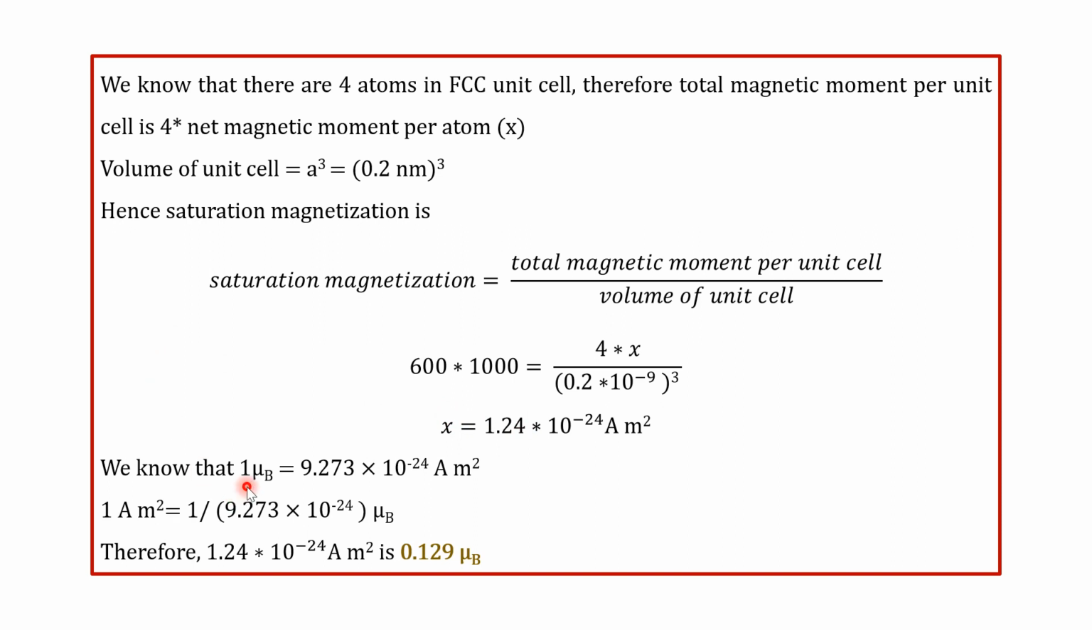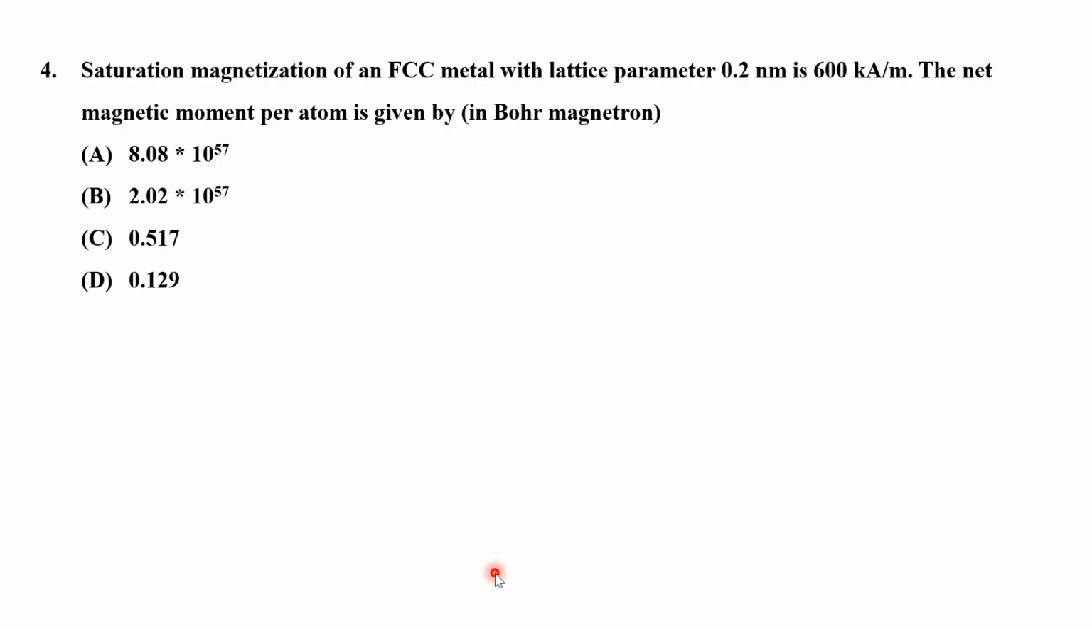So the value of one Bohr magneton you need to know. Sometimes it will be given in the question, but other times you'll have to memorize this. One Bohr magneton is equal to 9.273 × 10^-24 ampere meter square. Therefore 1 ampere meter square is equal to 1 by this value. And now we have to convert this 1.24 into Bohr magneton. Therefore multiplying on both sides we will get 0.129 Bohr magneton. And hence the final answer will be 0.129.